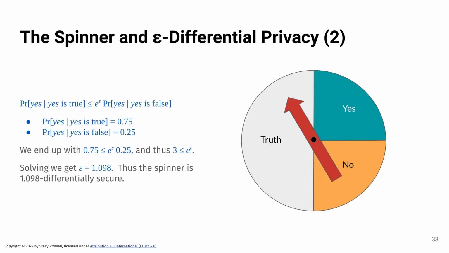So I wind up with 0.75 less than or equal to e to the epsilon times 0.25. I divide both sides by 0.25, and I get 3 less than or equal to e to the epsilon. And I can solve for that, right? I can take the natural log of both sides, and I get epsilon equal to 1.098. So now I can say this spinner is 1.098 differentially secure. I've given the privacy afforded by this spinner a number. It's a little greater than 1.